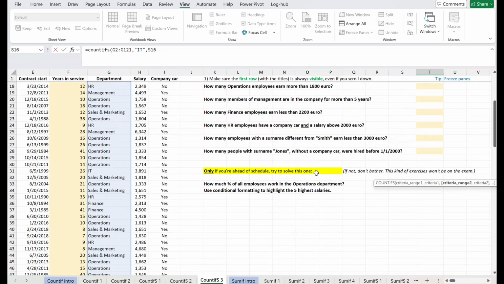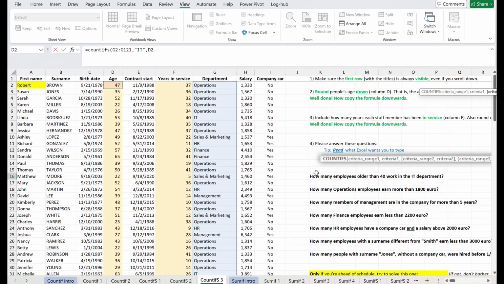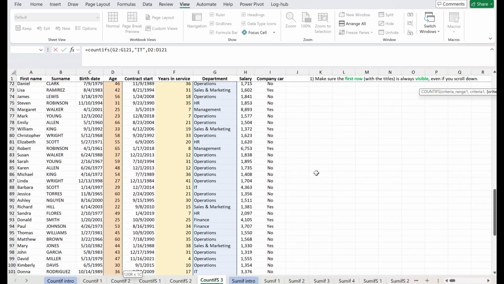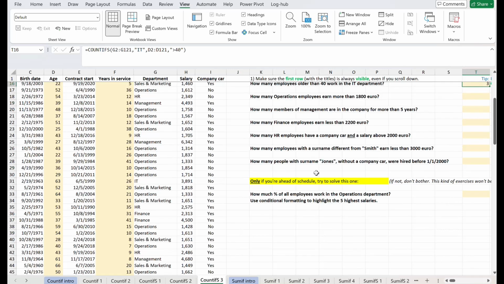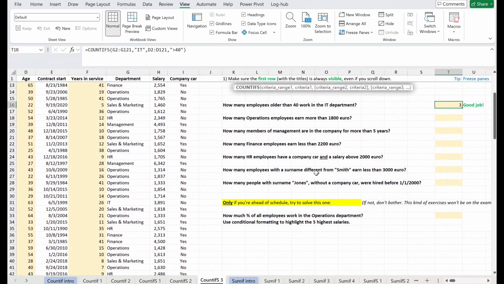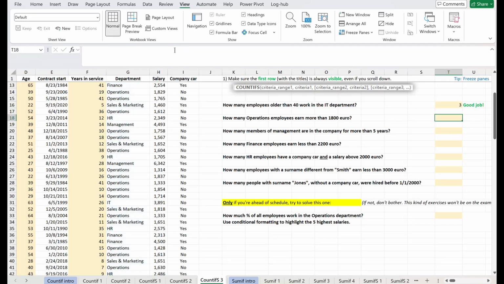Then the second criterion was the age. So we select D2 all the way down, and this has to be bigger than 40, if I remember correctly. Yes, so this is the formula. Remember quotation marks because we mentioned a bigger than sign. Okay, Countifs, let's have a look.